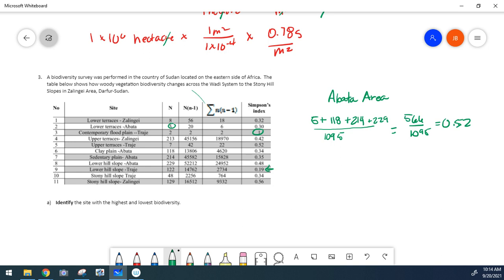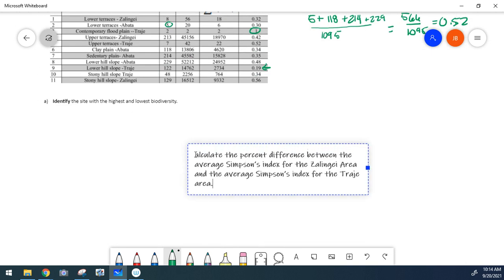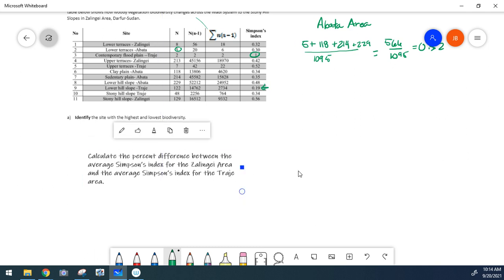Okay. The second question says calculate the percent difference between the average Simpson's index for the Zelinki area and the Trehe area. Let me see if I can clip the question. And again, I'm certain I'm not saying that correctly.